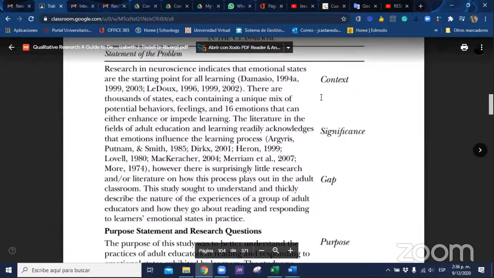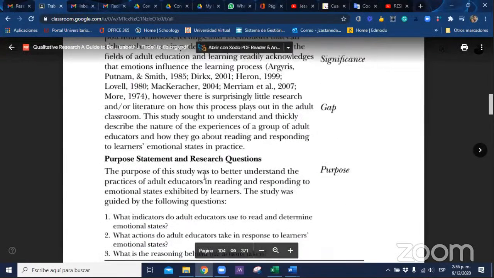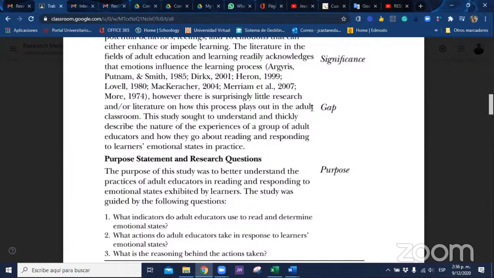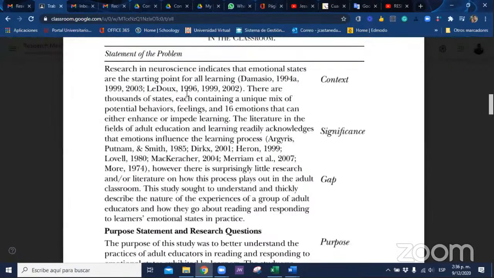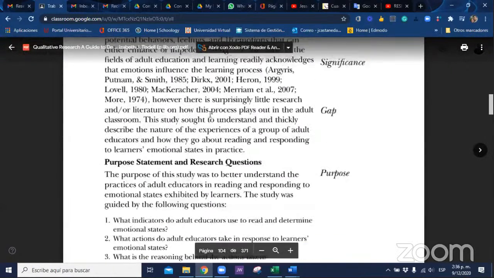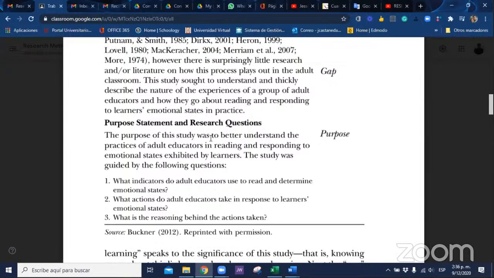So, taking into account the context, the significance, and the gap, we can formulate the purpose. And now the purpose has to do with adult classrooms and learners' emotional states. So the purpose of this study was to better understand, you see, if they say understand, they are positioning themselves in the interpretative, right? The practices of adult educators in regard to and in responding to emotional states exhibited by learners, right?